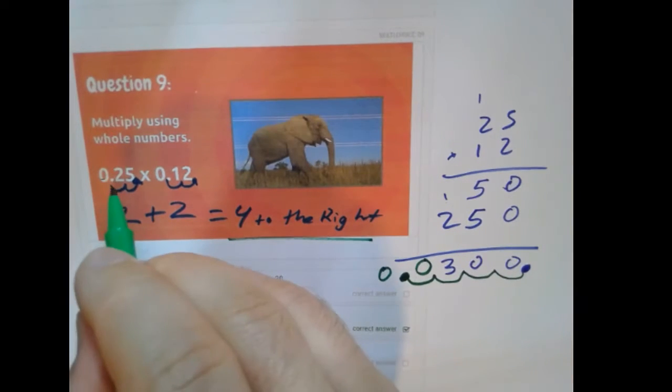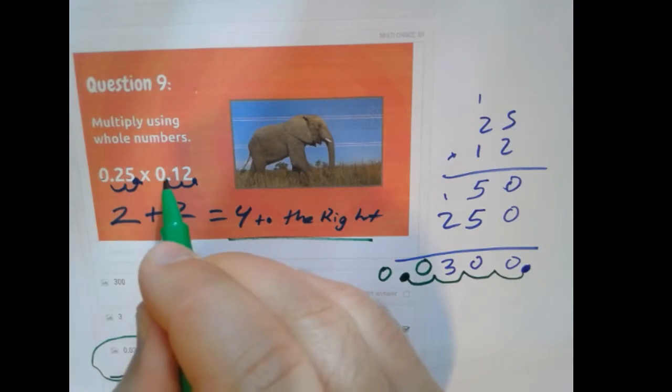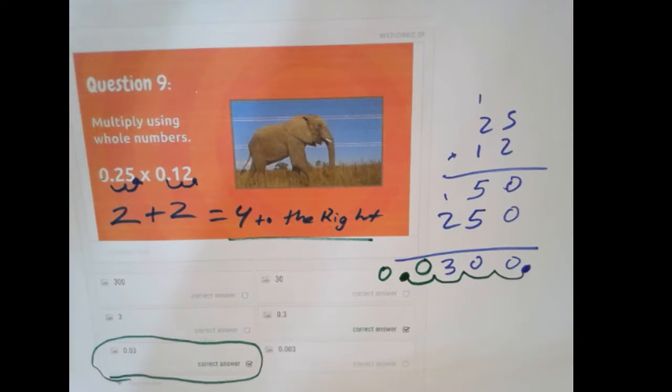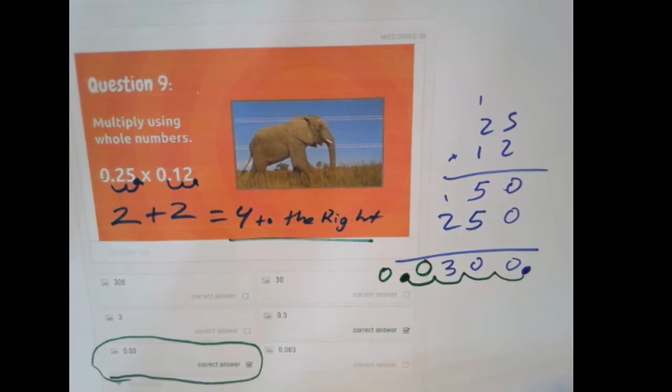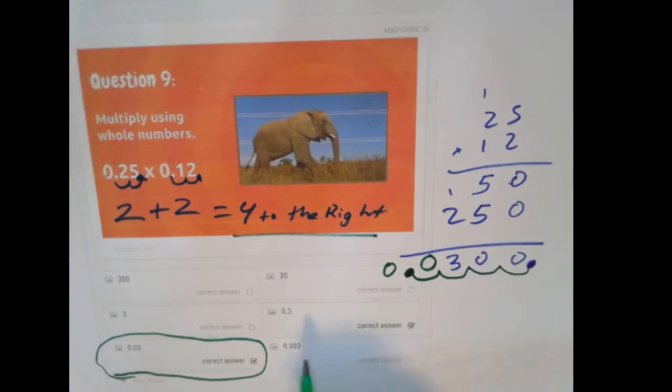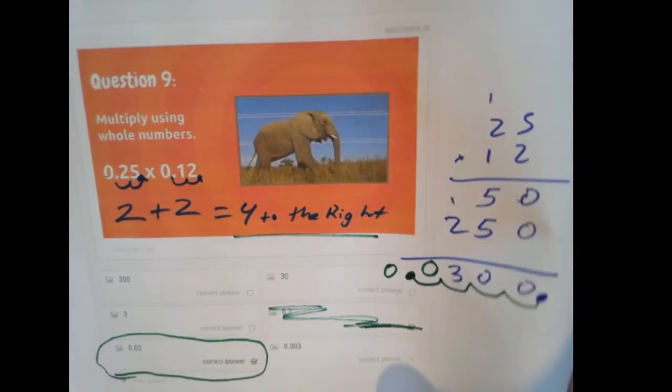Okay, so we moved it 1, 2, and 1, 2. And we move it back 1, 2, 1, 2. And that is what we get, 0.03. Okay? Not sure why that's checked here. That's not correct. It's 0.03.